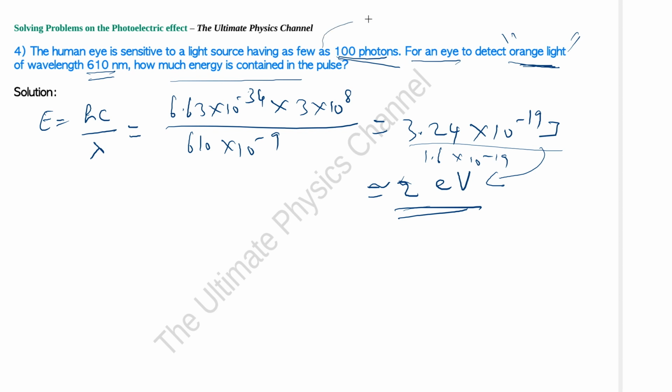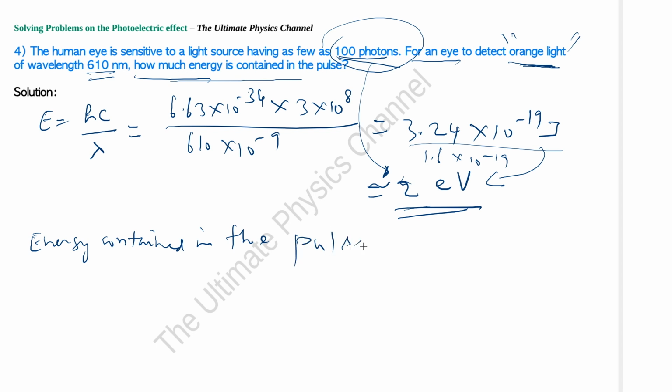But for the eye to detect, we need 100 photons, so the energy must be at least 100 times this energy for detection. So how much energy is contained in the pulse? Energy contained in the pulse is 2 eV times 100 such photons, so 100. If we multiply, we get 200 eV as the total energy contained in the pulse.